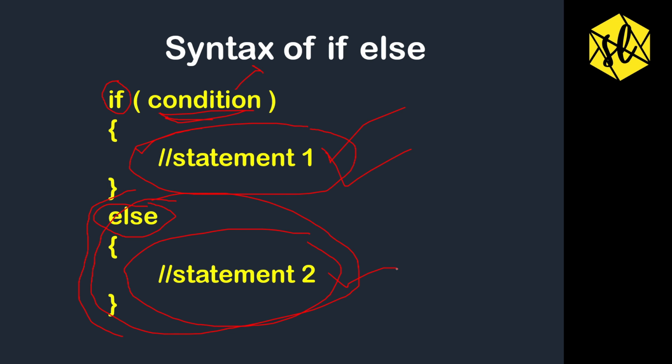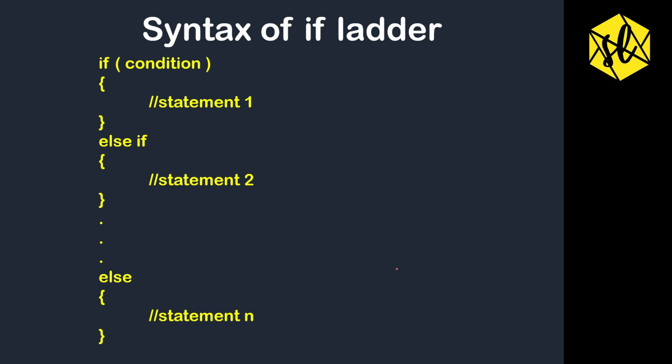Now let's move to some other forms of if else, the first one being the if else ladder. Let's say we have the if keyword and then a condition. We will check this condition. If it is true, then this statement will be executed and the rest of the program will not. But if it is not, it will go to the next block, that is the else if block, and here will be a condition. Sorry for that.